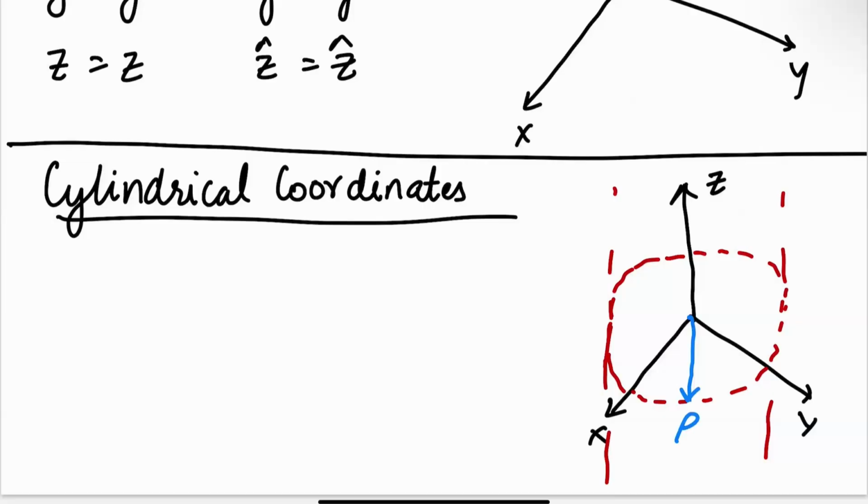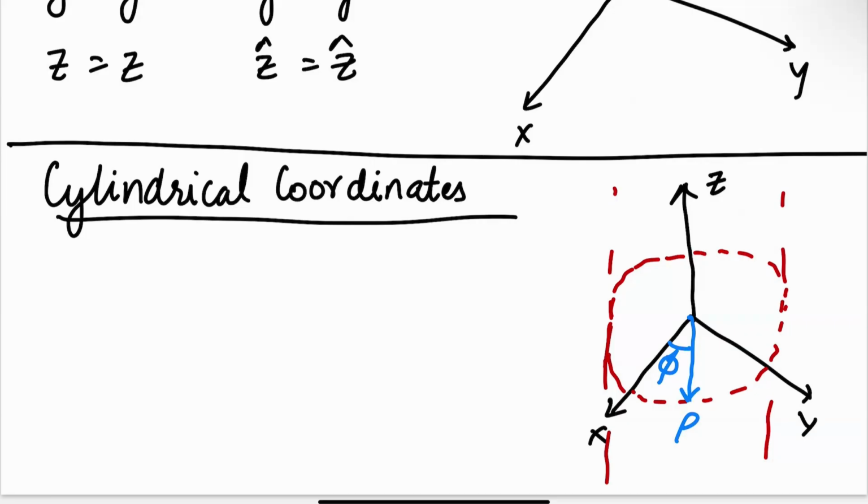So every point in space can be defined, instead of an XYZ coordinate, by a rho coordinate, a phi coordinate, which is its angle with the x-axis, and then a z coordinate, right? So in the xy plane, you define based on rho and phi, and the z coordinate is just translated up and down.